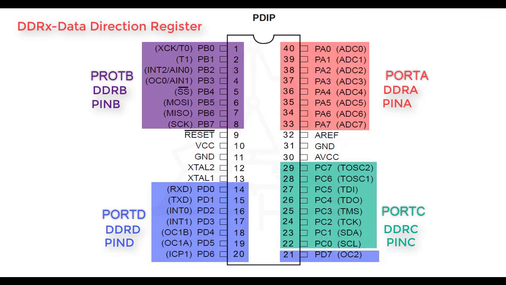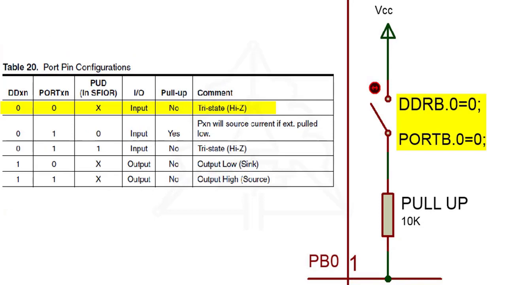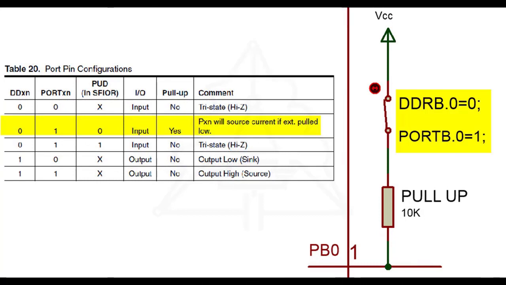The PORTX: if you define the pin as output, you can send information to the pin with this register. Or, if you define the pin as input, you can enable the pull-up resistor with the PORTX register. Pin defined input and pull-up resistor disabled. Pin defined input and pull-up resistor enabled.